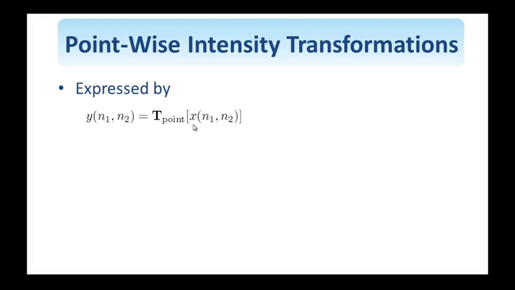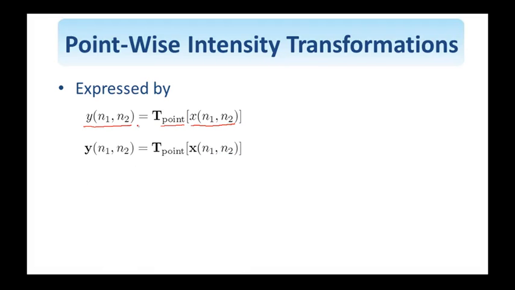x(n1, n2) is the intensity of a pixel at the input image, and y(n1, n2) is the intensity of the output image at exactly the same pixel location. For emphasis, we've put the subscript point here at this transformation to again indicate this fact that I only need one intensity value, one pixel location at the input to find the intensity value at the corresponding pixel location at the output.